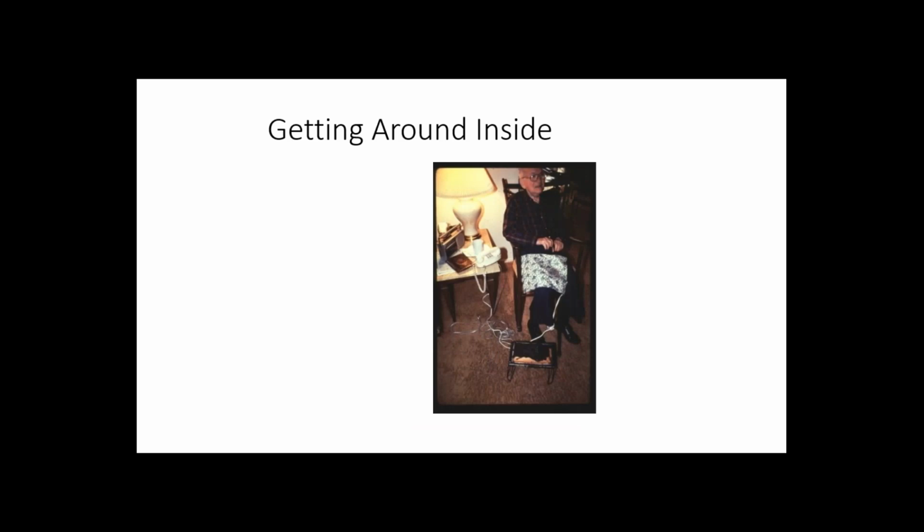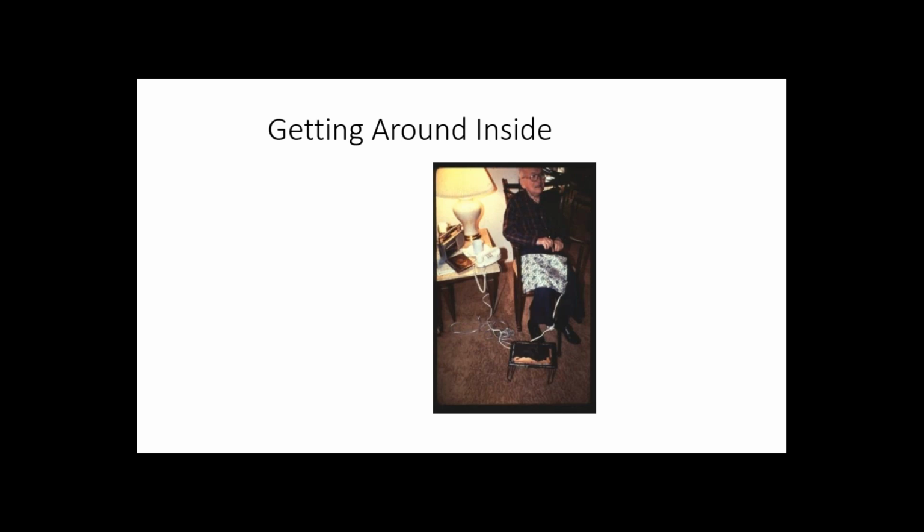Getting around inside the house. This picture illustrates what we call a control center, and this happens a lot when people start to limit their movement within the house, and they spend most of their time in one area, and they gather a bunch of belongings that are important to their day. So this gentleman has a phone and a cup of something to drink and a book and a stereo and a lamp, and oftentimes people have a remote control for the TV.